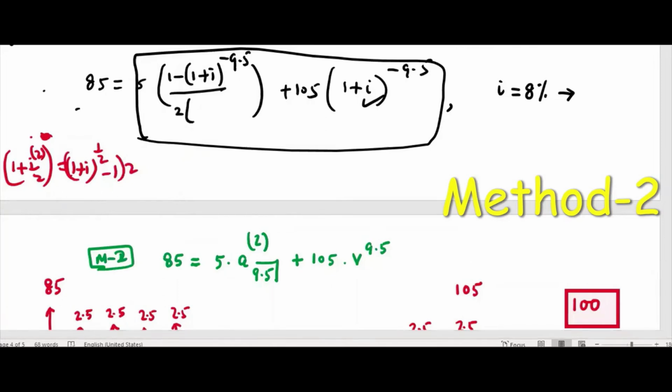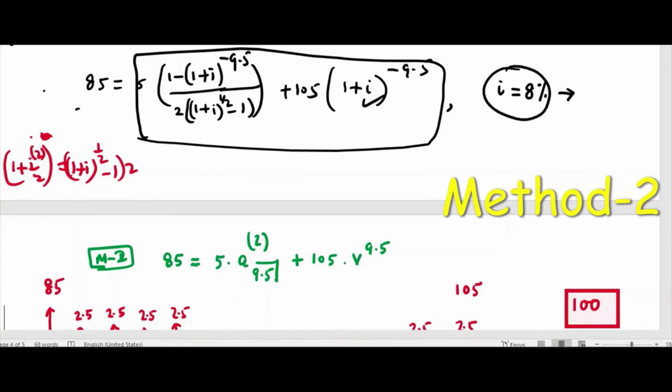2, yes, correct. 2 times, 1 plus I to the power half, minus 1. If you replace by this, then this method is better because directly you get I, but a lot of calculation will be there. However, you get directly I, there will be no problem.